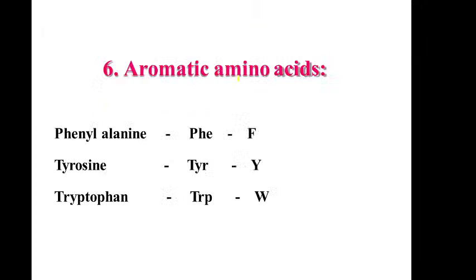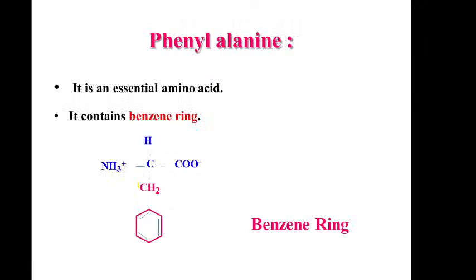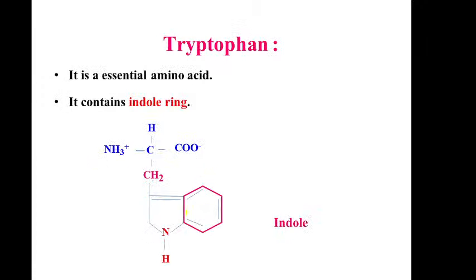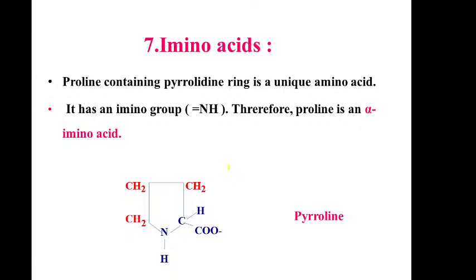After it we have aromatic amino acids, in which we have a ring. So we have phenylalanine, tyrosine and tryptophan. So these are phenylalanine, tyrosine, tryptophan. After it we have imino acids.